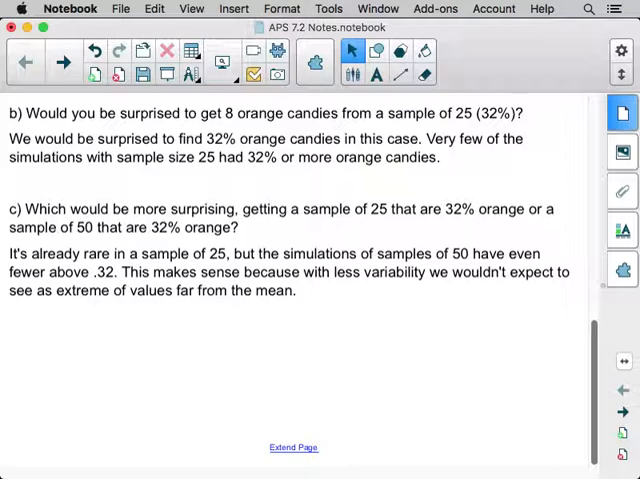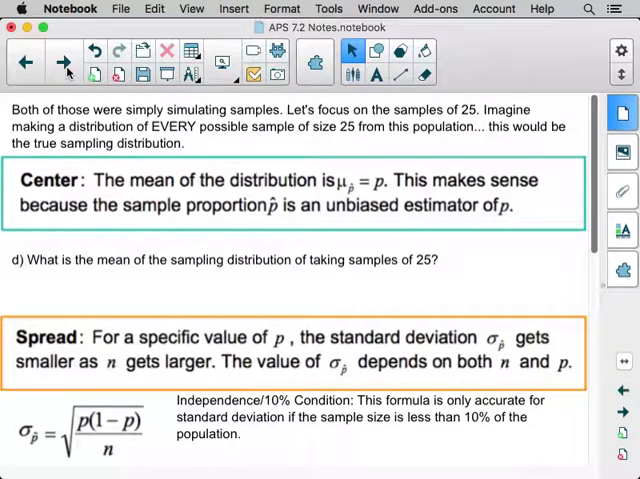Now, if you notice, the last section was all pretty conceptual, right? Just trying to understand the ideas behind sampling distributions. Well, now that we're specifying that we're talking about proportions, there actually is some math that we're going to be doing in this section to calculate the features of that sampling distribution. All right? So, both of these were only a simulation, however, right? They're not the real sampling distribution.